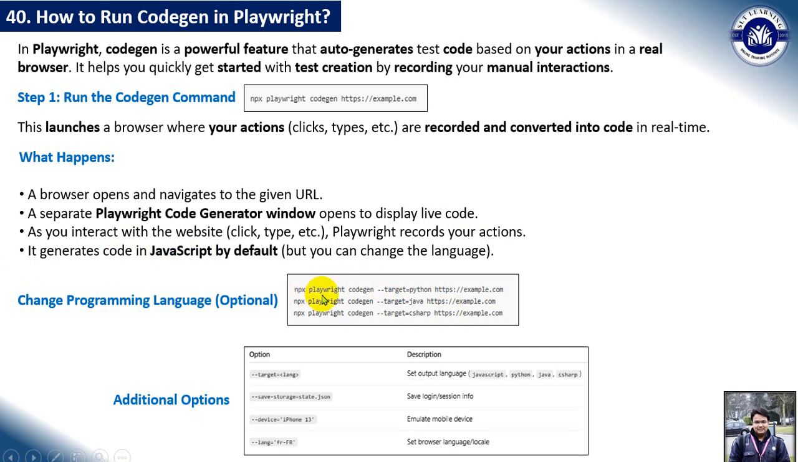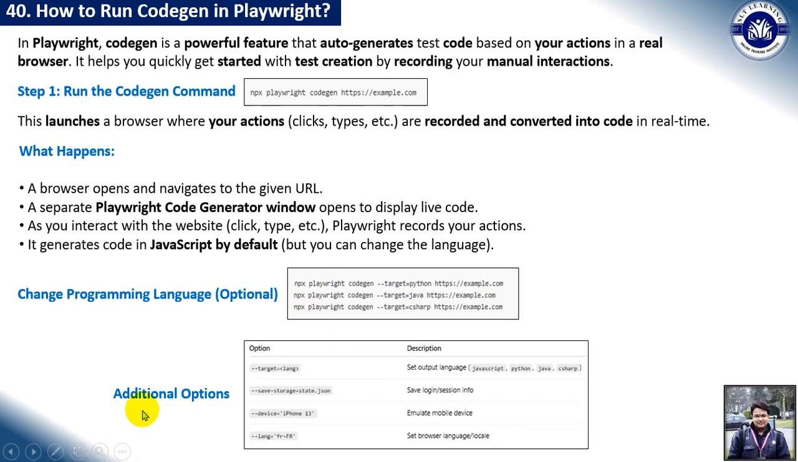You see, npx playwright codegen --target python. So I need the code in Python. Npx, I need the code in Java. Npx, I need the code in C#. So this is how you can generate the code in different languages.